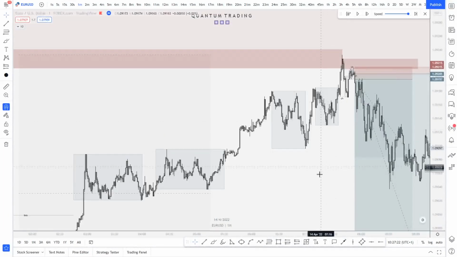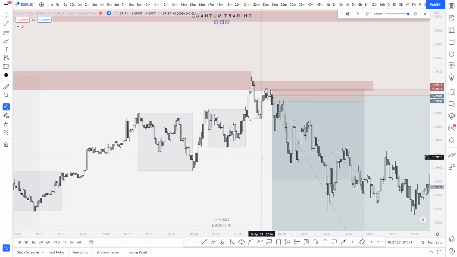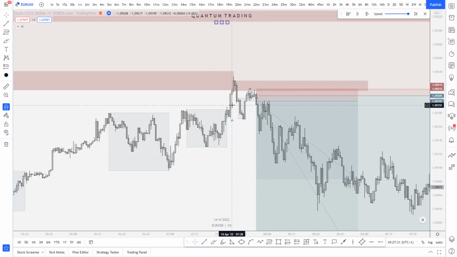So as we can see, I'm not going to go in and talk about how we view these structural ranges, but we can see here that when we just think about things with the change of character, what can we see here, right? We can see we took this high, we took this low. We got a mitigation into our supply level, and we got our change of character.